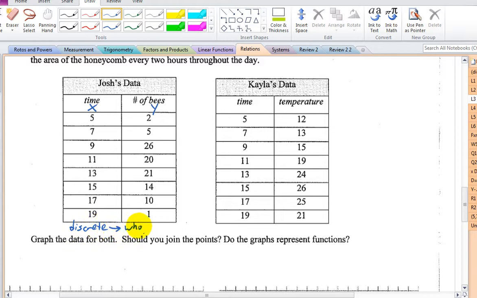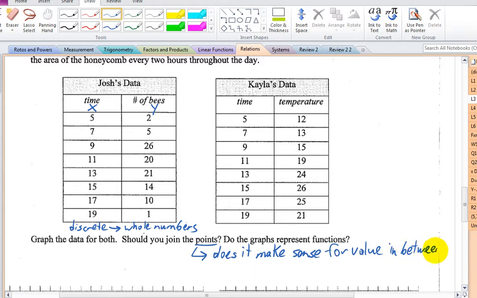Discrete, you're looking at whole numbers. So, should you join the points? Does it make sense for values in between? In other words, decimals.